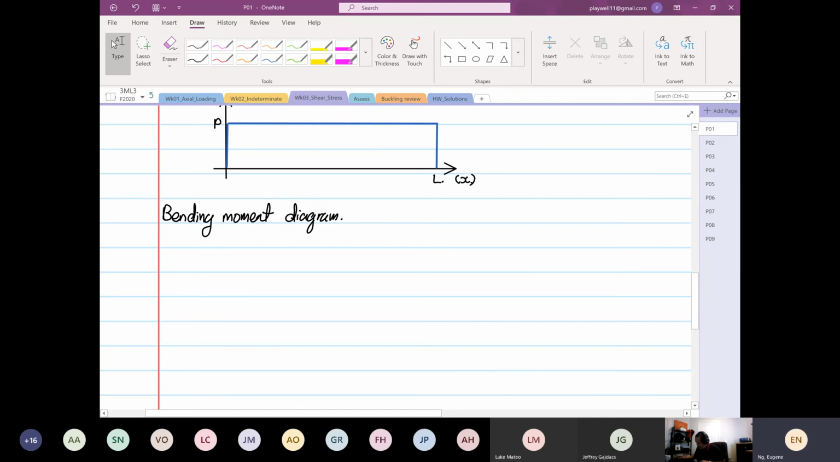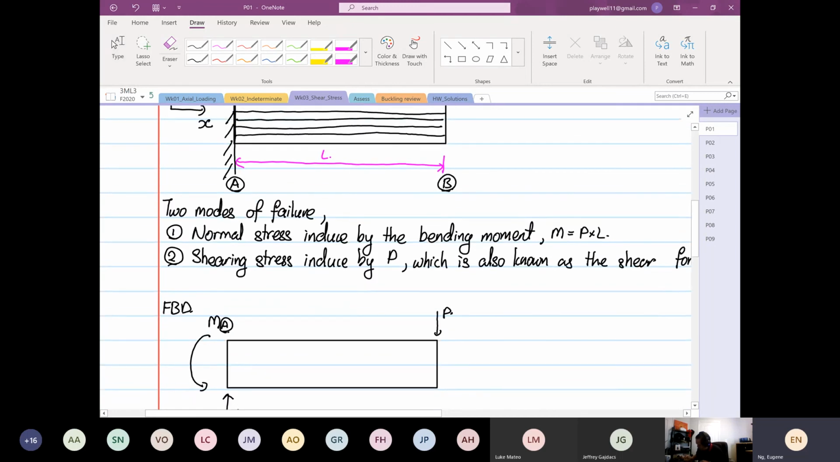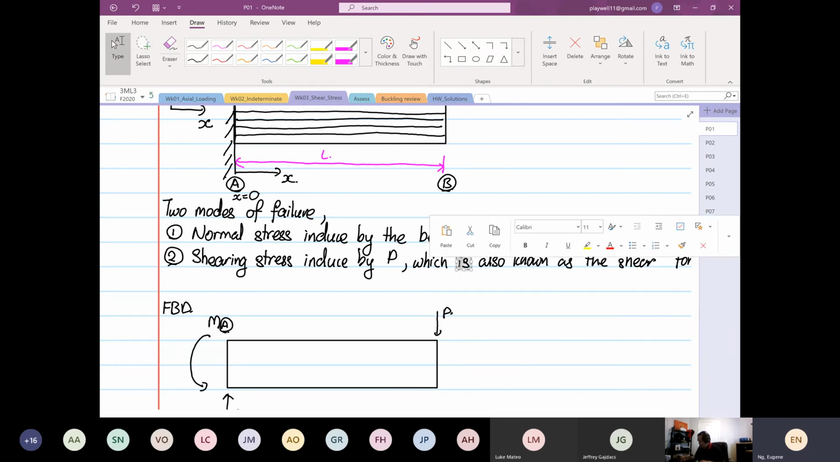So the bending moment diagram will look like this. Okay. So this is X. Okay, over here is L. Now, where is this X? If you look at this diagram over here, at point A, the X is in this direction. Okay, so at point A, X is equal to 0. Okay, based on our diagram.